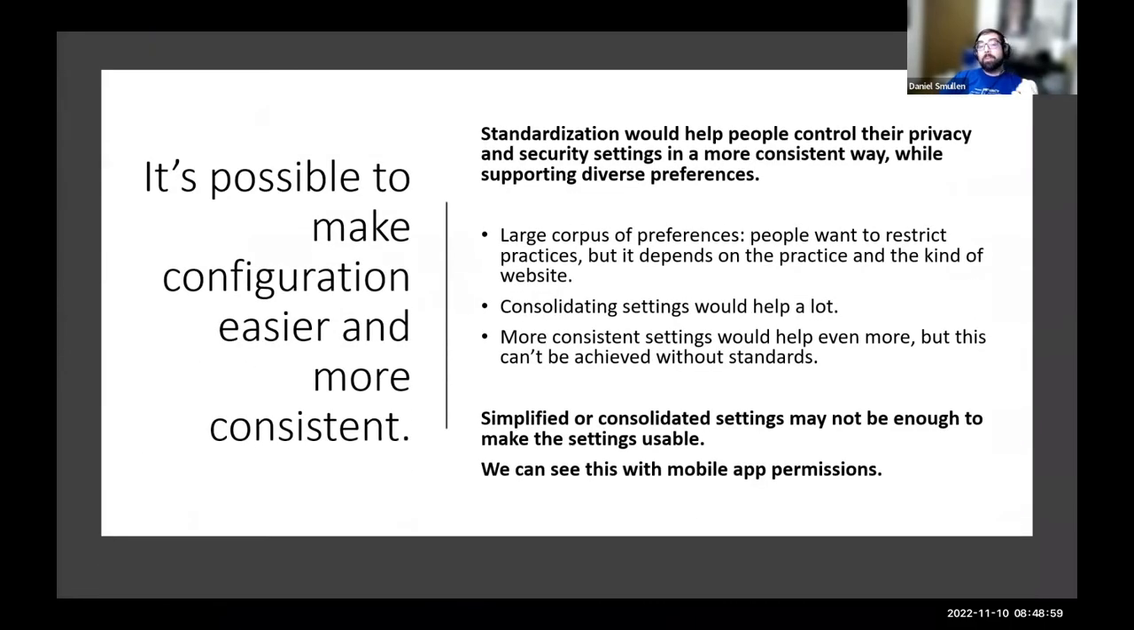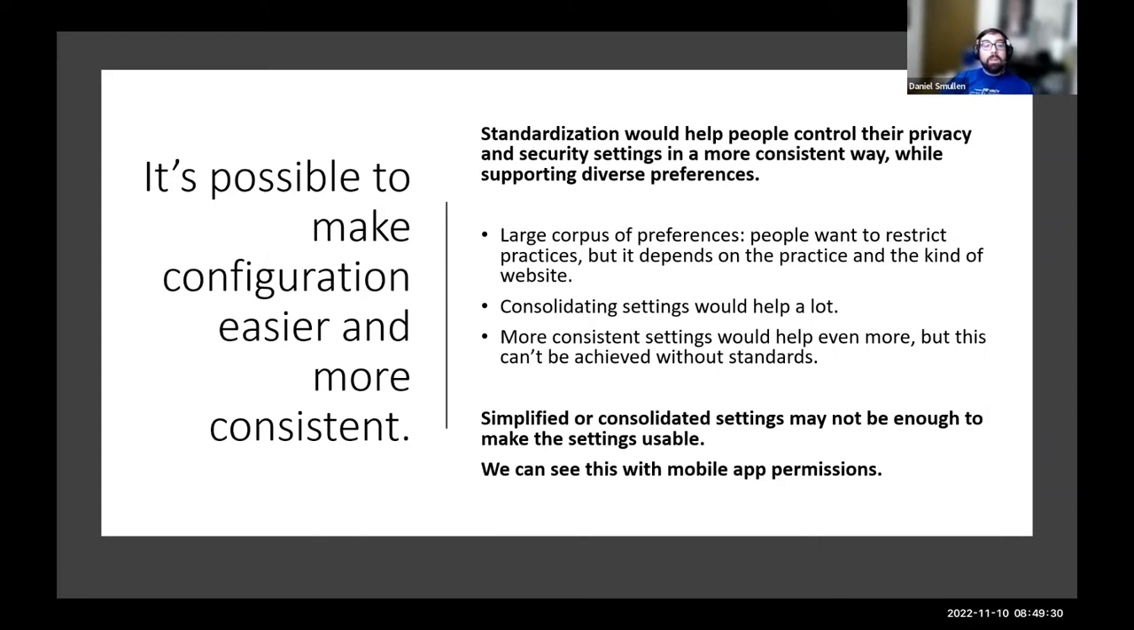So that's the point that I'm trying to get across here, right? When we think as a privacy expert and as a usability expert, we can make configuration easier and more consistent. And that means actually giving people the privacy that they want. So standardization is really key here. It helps people control their privacy and security settings in a more consistent way, but it also allows more diversity of preferences, because we know fundamental to privacy is giving people the choices that they want, but not just dumping it on them. We need to help them get what they want.